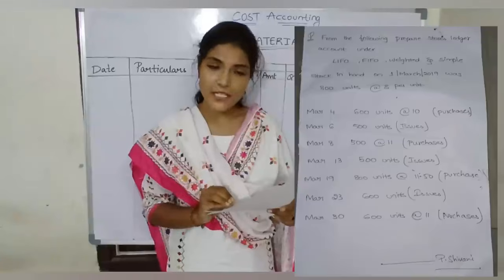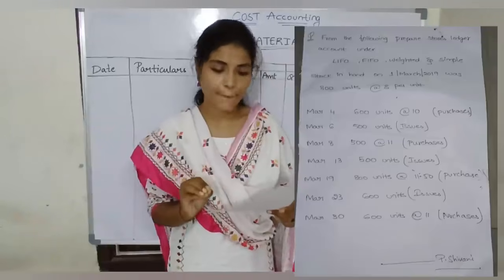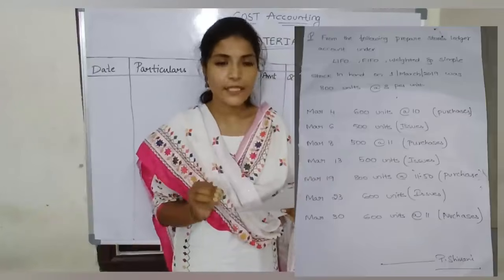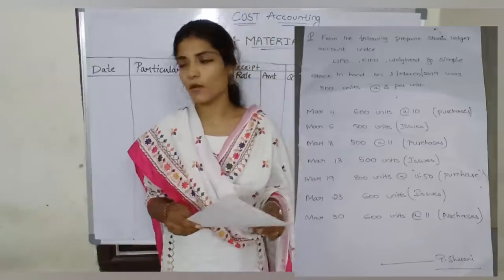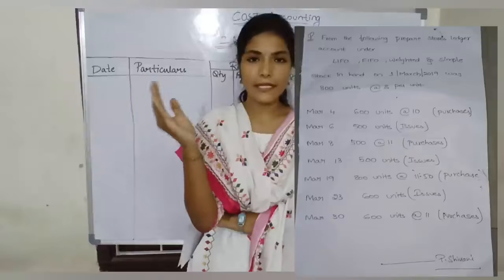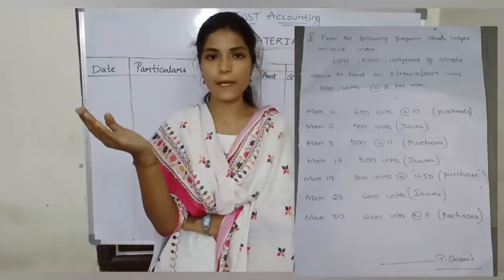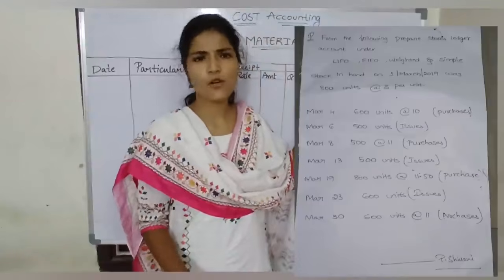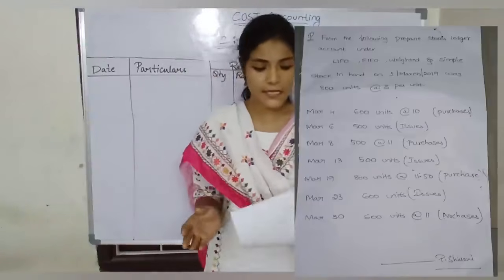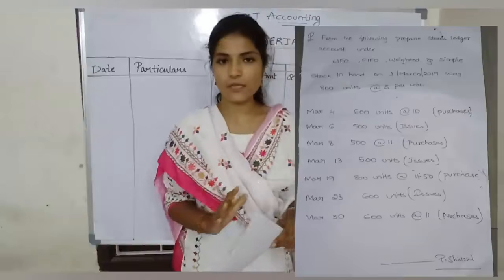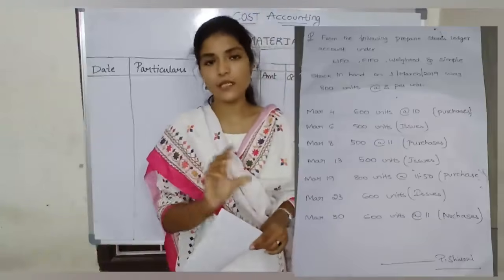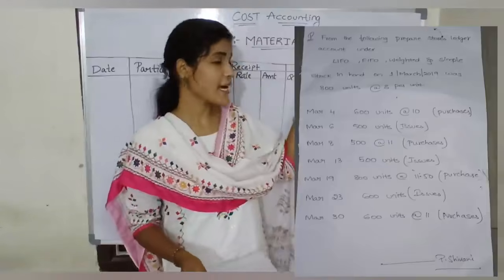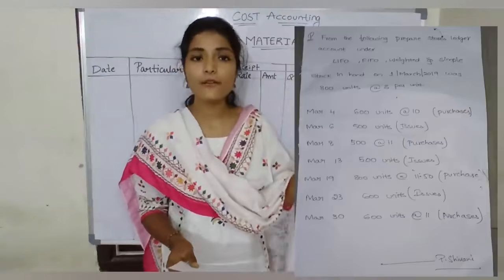On March 4th a purchase has happened. How many units? 600 units, at 10 rupees per unit. Purchases are nothing but receipts, and issues are nothing but payments. When they give purchases, they will give units and the rate of that unit also, but when they give issues they will not give the rate.